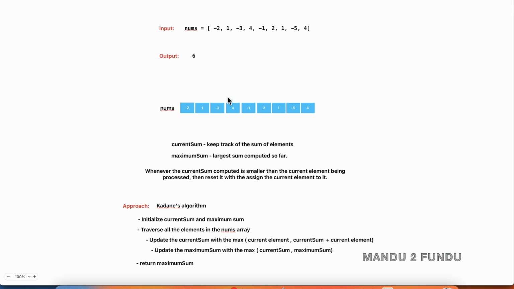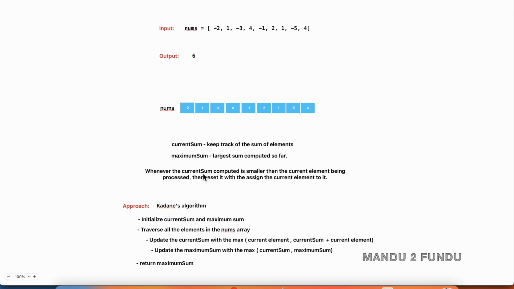In this approach, we end up with an order of n square time complexity solution. But we can use Kadane's algorithm to compute the largest subarray sum with order of n time complexity. This algorithm uses two variables: one is the current sum and the other is the maximum sum. The current sum keeps track of the sum of the current subarray. The maximum sum keeps track of the largest sum computed so far.